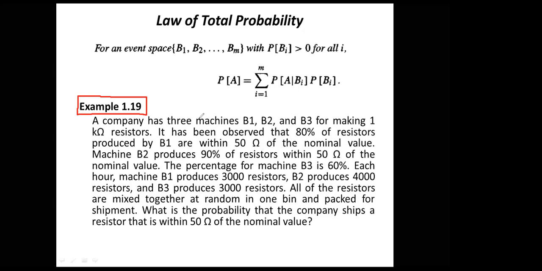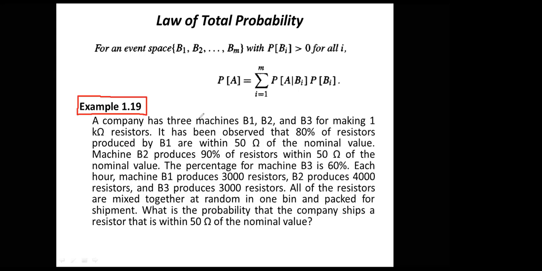All right. Now machine B2 produces 90% of resistors within this 50 ohm nominal value. So there 90% resistors are acceptable. Then the percentage for the machine B3 is 60%. So how many percent of produced resistors are acceptable?